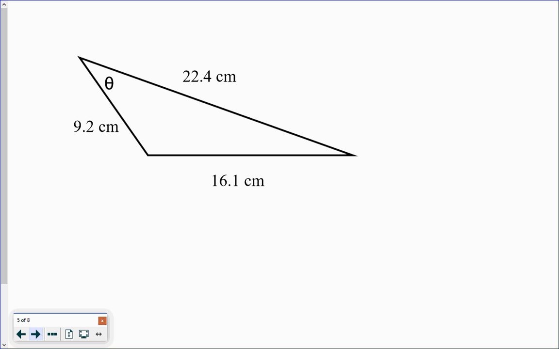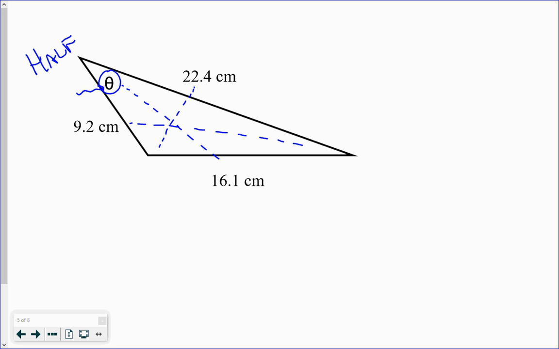Okay, so here's another one. This time I'm looking for this angle. This is only a half pair because I have the side but not the angle. Here I have the side but not the angle. Here I have the side but not the angle. So all I have is half pairs, which means I'm going to use cosine law.